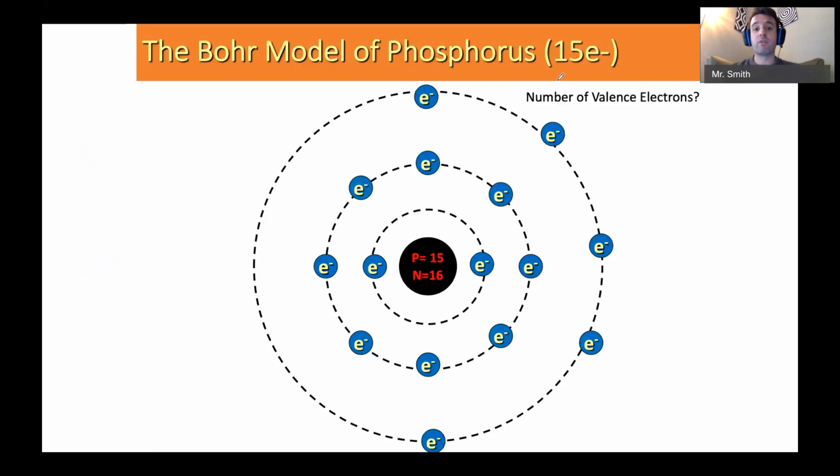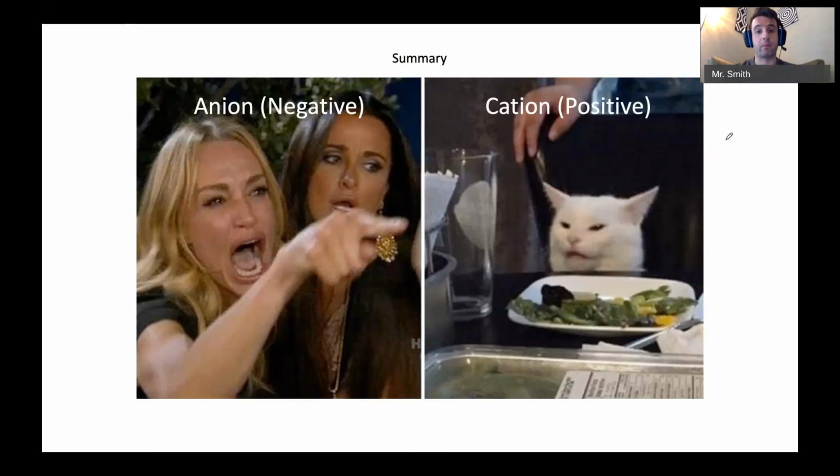Here's another example, phosphorus. Phosphorus has 15 electrons and it's got 15 protons. So right now it's neutral. Right now it's got 5 valence electrons. So the question is, how many electrons will be added? What do you think phosphorus's charge is going to be here? Hopefully you figure it out. It's got 5, it wants 8, so it's going to need to add 3 more. That's going to give us a phosphorus with a charge of -3.